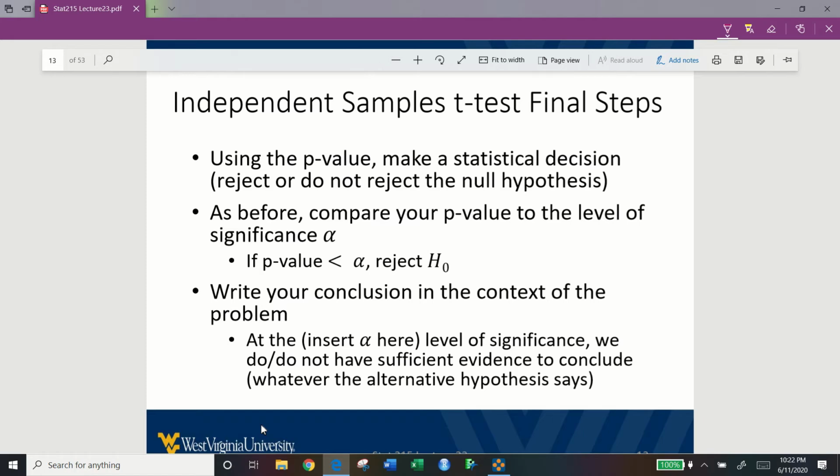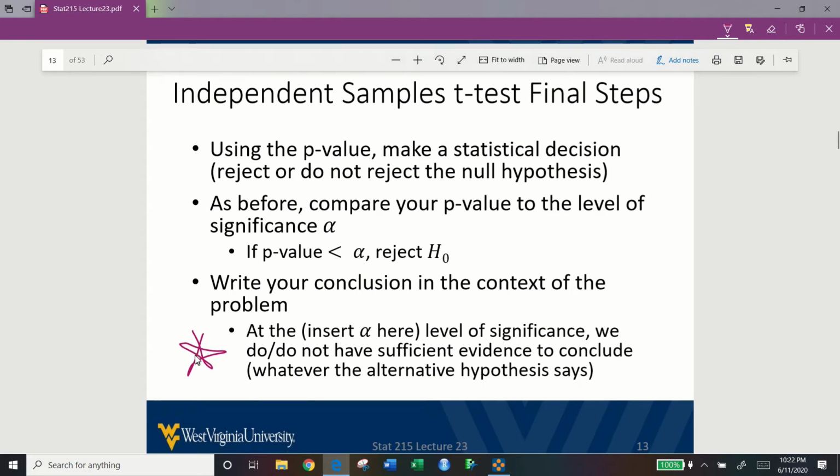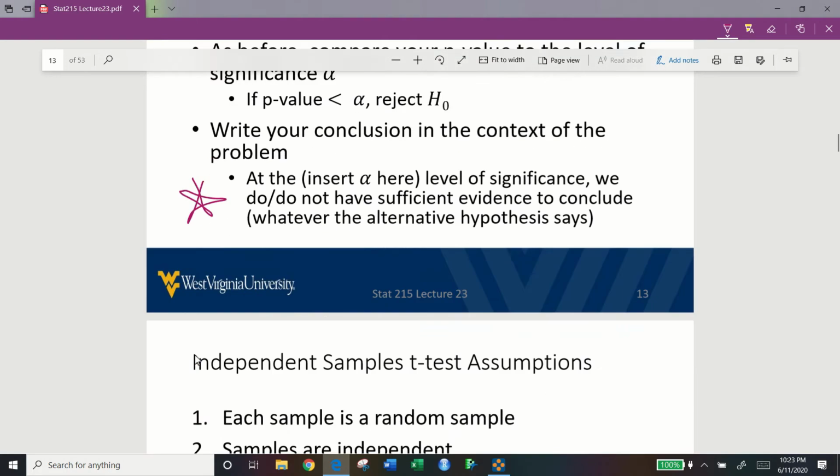Depending on whether we reject or fail to reject our hypothesis, we will then write the appropriate conclusion that will go along the lines of, at whatever our alpha level of significance is, we either do or do not have sufficient evidence to conclude whatever our alternative hypothesis says. This is an important thing to know and might be good to write down in your notes. This is the general form of writing a conclusion when we are concluding a hypothesis test.